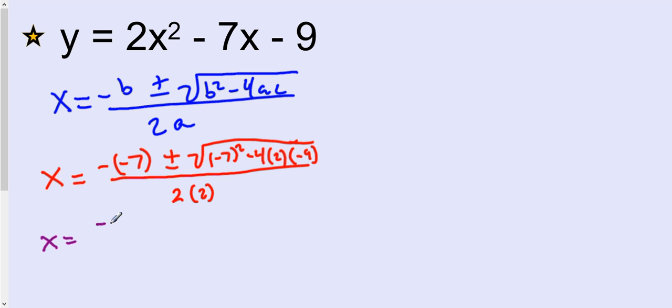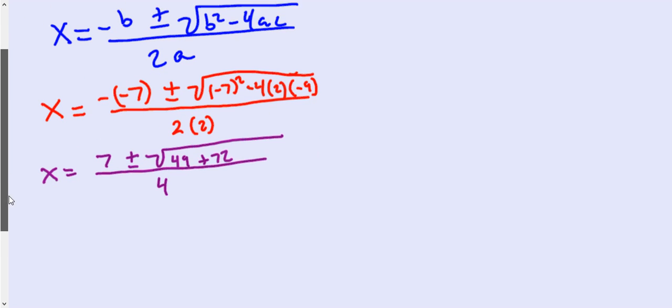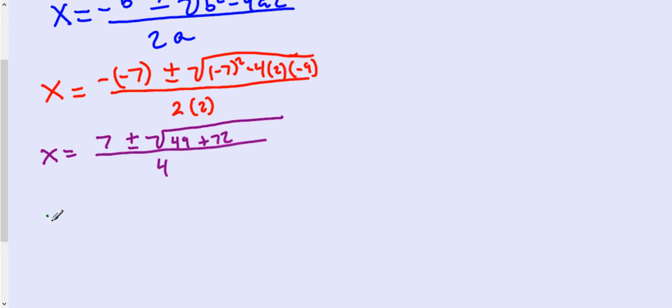So the negative 7 does become a positive. Negative 7 squared is a positive 49. We then have a negative 4 times 2. That's negative 8. Negative 8 and negative 9 gives us a positive 72, all over 4. We then have x is equal to 7 plus or minus the square root of 121 all over 4.